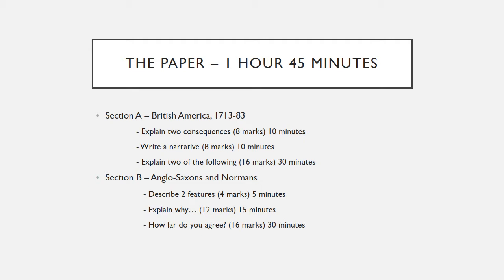Notice that there are 2 big 16-mark questions, but the rest are all 5, 10 and 15 minute answers. So for section A, you've got 10 minutes down here, which is explain 2 consequences. Treat both of them separately. So explain 2 consequences of a particular event. So one consequence and then another consequence. We'll look at that in a second.